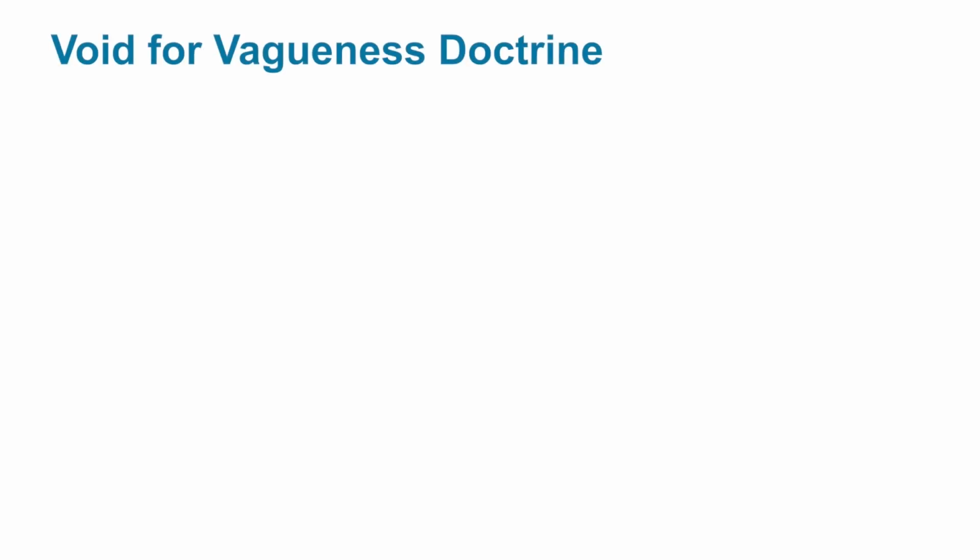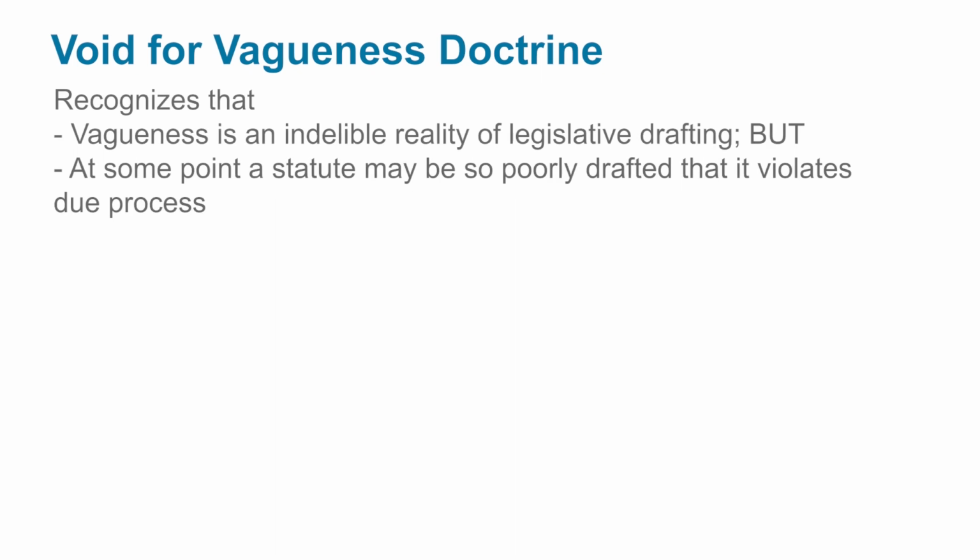Before concluding our lecture, I want to discuss an important constitutional limit on the interpretive enterprise, which is grounded in the legality principle, what's called the void for vagueness doctrine. This doctrine recognizes that vagueness is an unavoidable reality of legislative drafting, but it asserts that at some point a statute may be so poorly drafted that it violates due process, and so the statute has to be struck down as unconstitutional. The doctrine has two different applications.